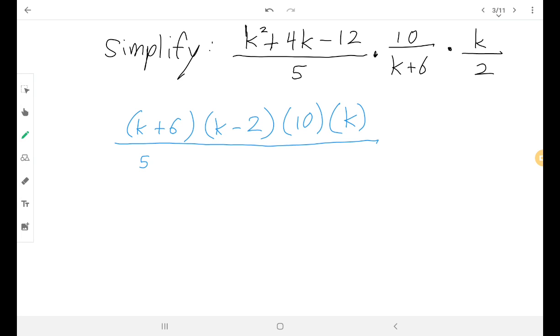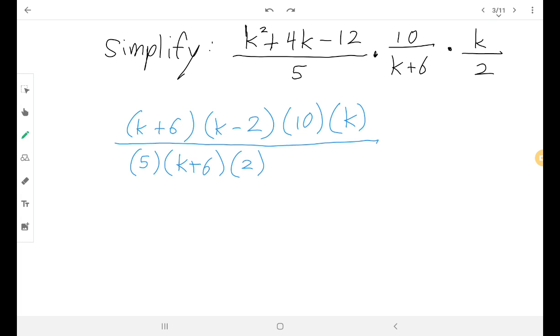And then I've got times 5, times k plus 6, times 2. So notice that there's a 10 up here, and if I did 5 times 2, I would get 10, or if I broke down 10, I would get 5 times 2. You can think of it either way.